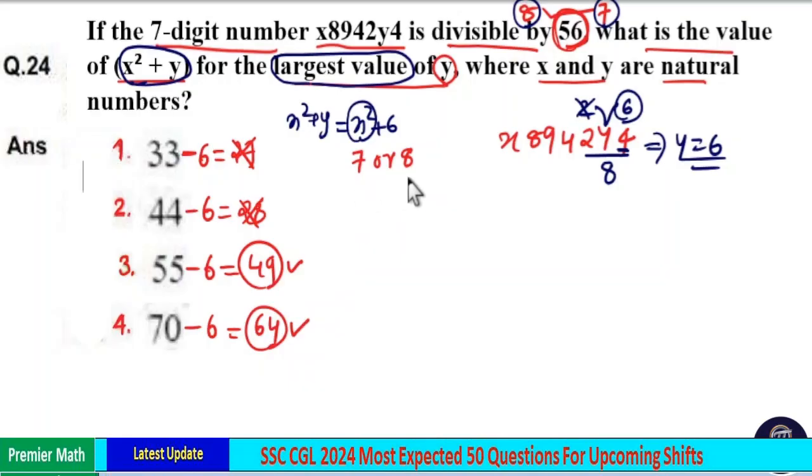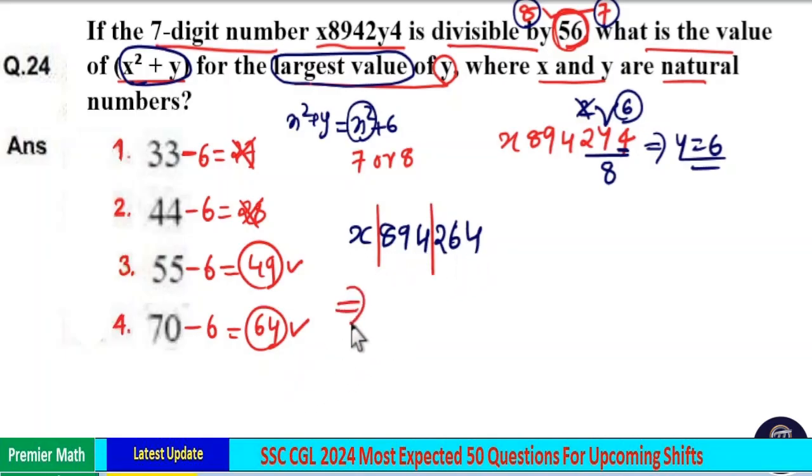So put the value of x as 7 or 8 in this number and check whether it is divisible by 7, or directly apply the divisibility rule of 7. Number is x 89, 42, y4, with y as 6, that is 64. Now to check the divisibility rule of 7, split the number into 3-digit groups starting from the left hand side. That is 264, 894, x.